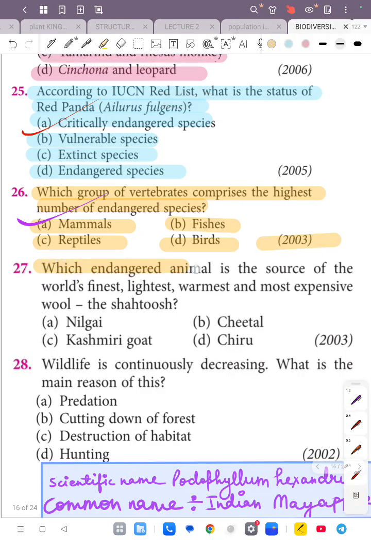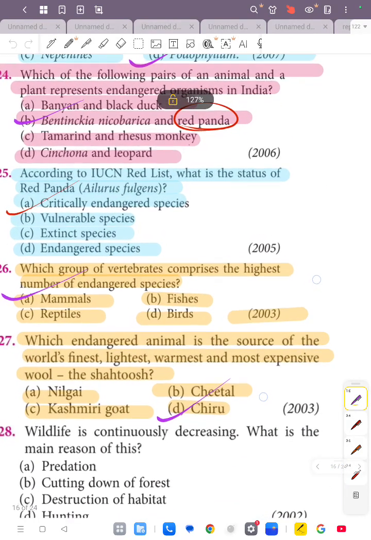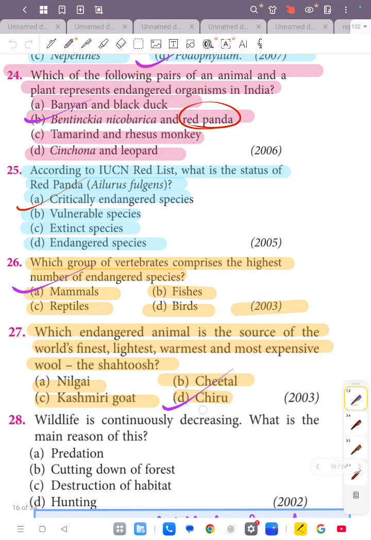The next one is, which endangered animal is the source of the world's finest, lightest, warmest, and most expensive wool? The shahtoosh. A. Nilgai, B. Cheetal, C. Kashmiri goat, or D. Chiru, or Kiru, whatever, it's Chiru basically. So which endangered animal is the source of the world's finest, lightest, warmest, and most expensive wool? The shahtoosh. The correct answer here would be Chiru. Got it? Right. Chiru is also known as Tibetan antelope. Alright. Moving on to the next question.